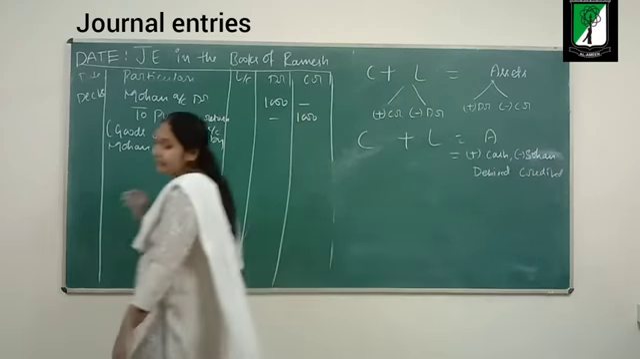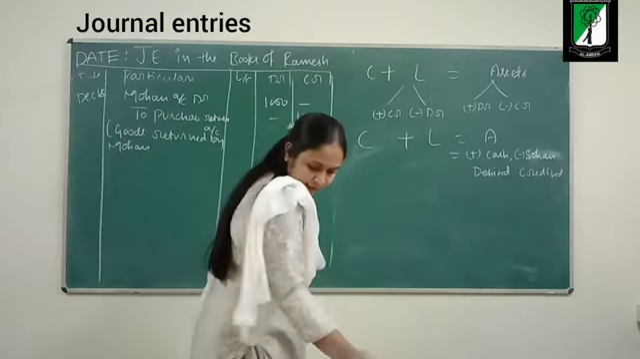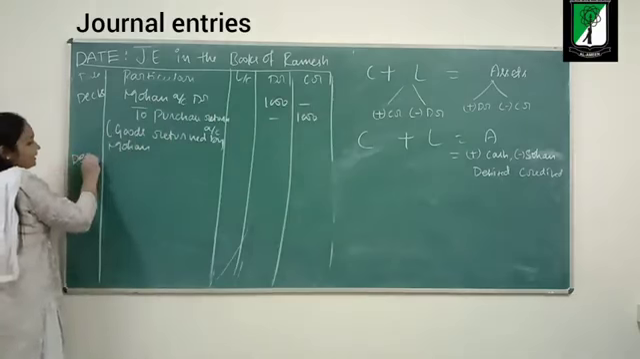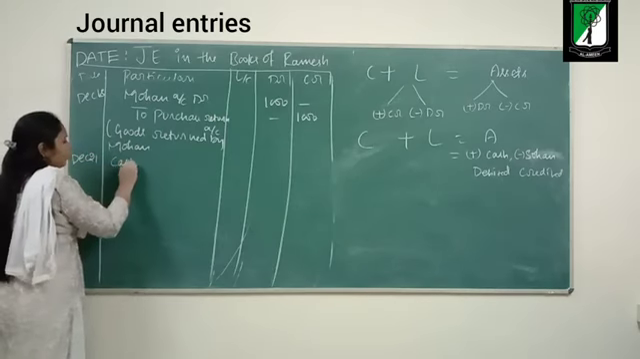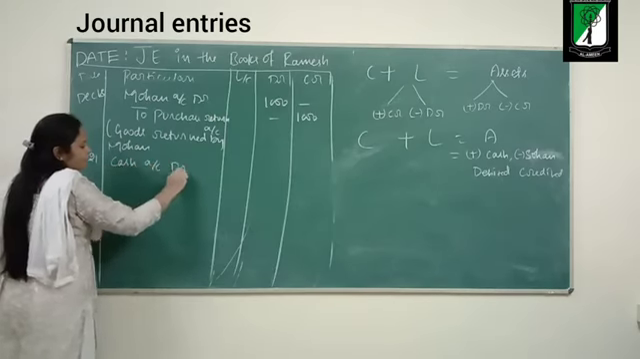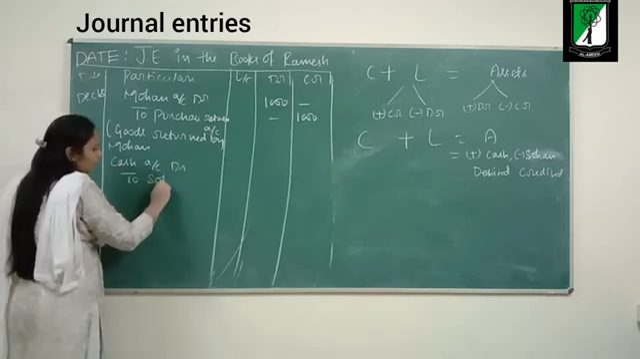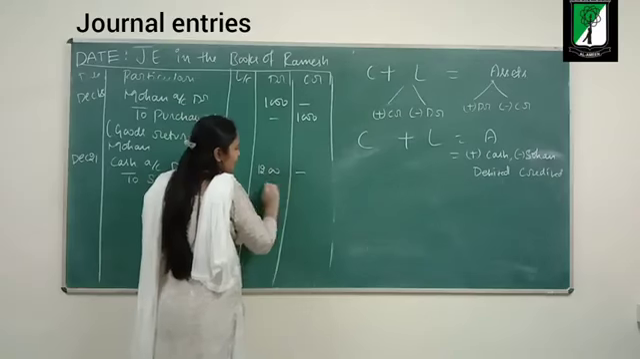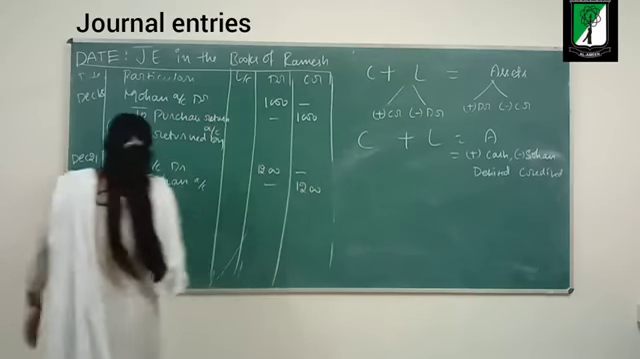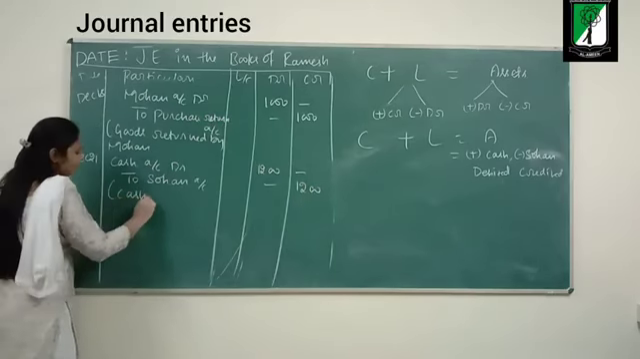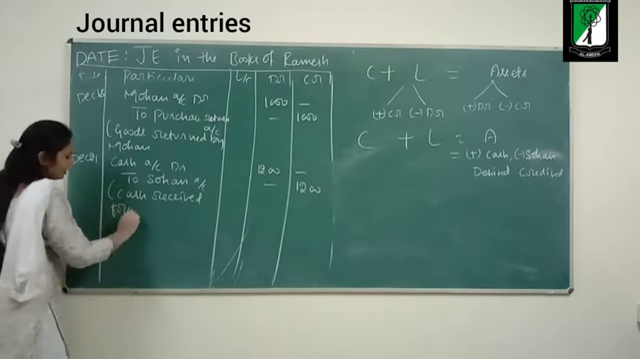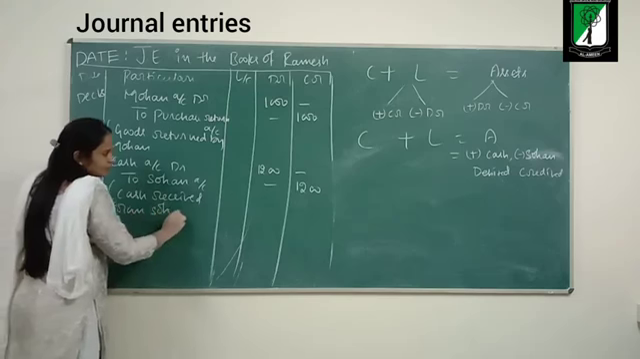So what is the journal entry? December 21st, cash account debit to Sohan account. How much? 1200. Narration: cash received from Sohan. Okay, so this is the journal entry.